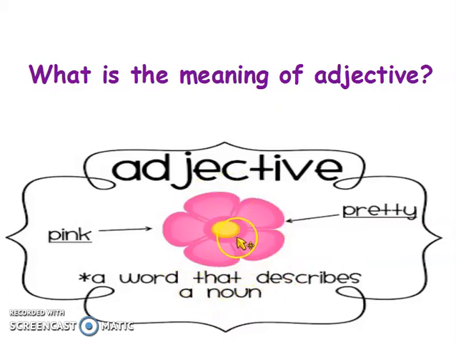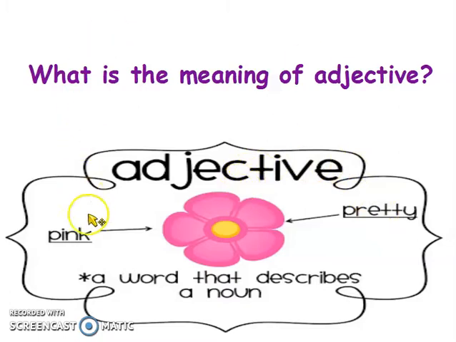Flower is a noun. This flower is pretty. It's a pretty flower. Pretty is an adjective. Pretty هي عبارة عن صفة جميل which means جميل توصف الاسم اللي هي flower وردة. Okay? So, pretty is an adjective. Describe the noun flower.